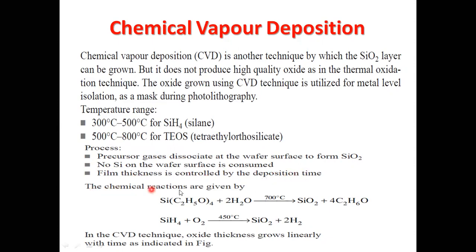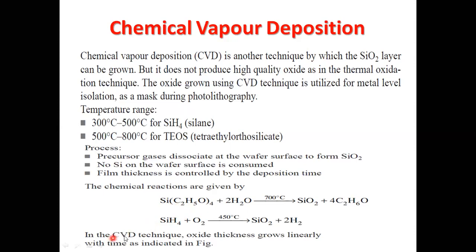The chemical reactions are given as Si(C2H5O)4 plus 2H2O at 700 degrees C gives SiO2 plus 4C2H6O. The next reaction is SiH4 plus O2 gives SiO2 plus 2H2. This one is tetraethyl orthosilicate and this one is the silane.